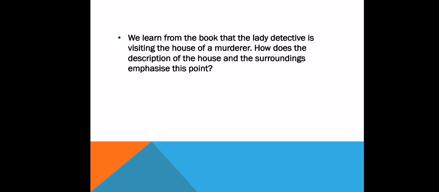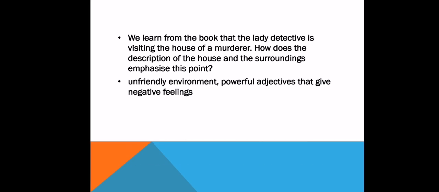So we learned from the book that the lady detective is visiting the house of a murderer. All right, so this house is actually the home of a murderer. How does the description of the house and the surroundings emphasize this point? It emphasizes it by describing it as an unfriendly environment. They use powerful adjectives that give negative feelings.